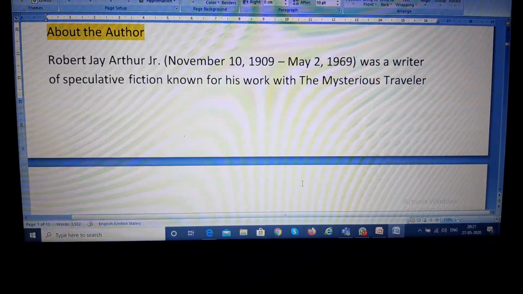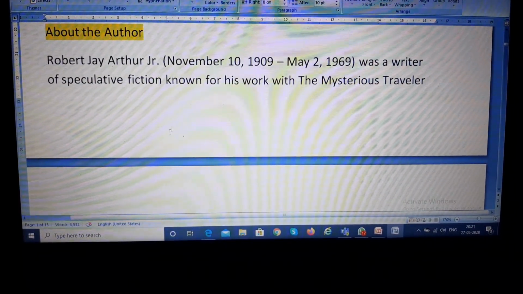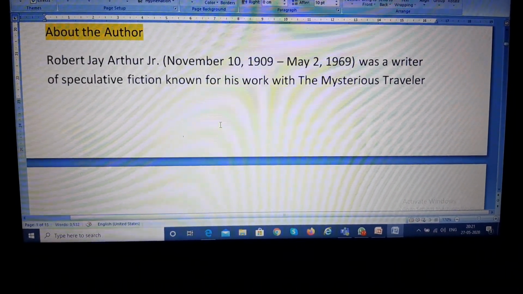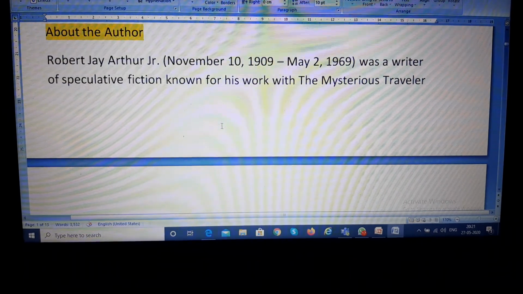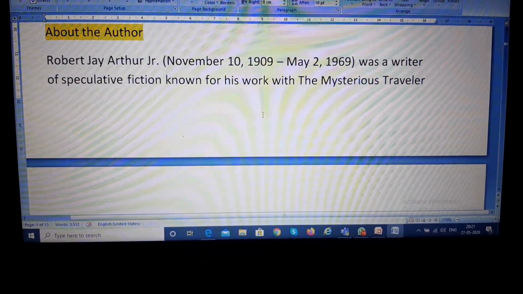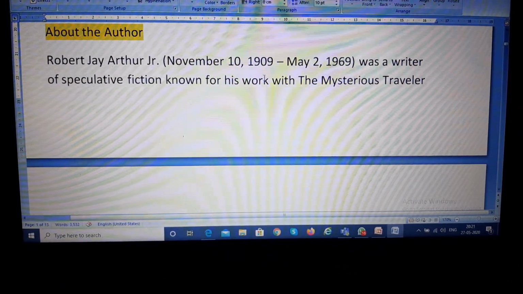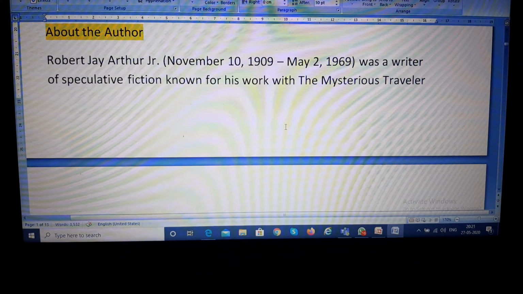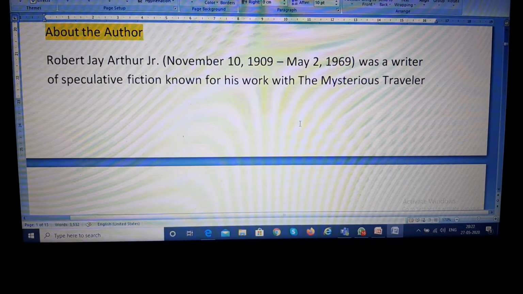Now, before starting with the text, let's give a brief introduction about the author. The story is written by Robert J. Arthur, who was born on November 10th, 1909 and left for the eternal peace on May 2, 1969.